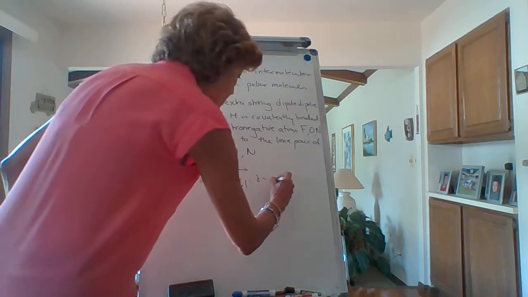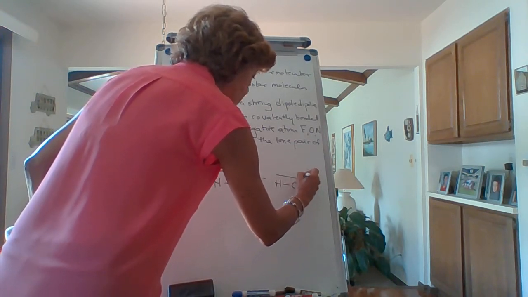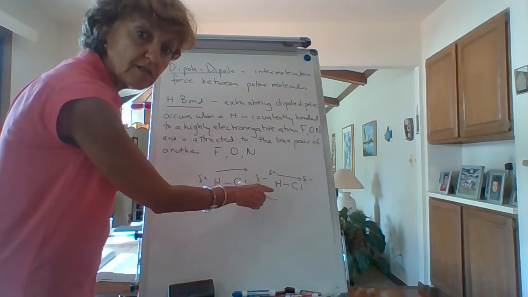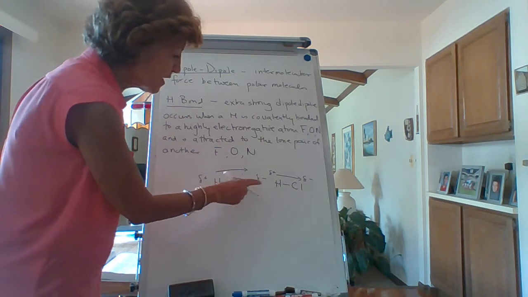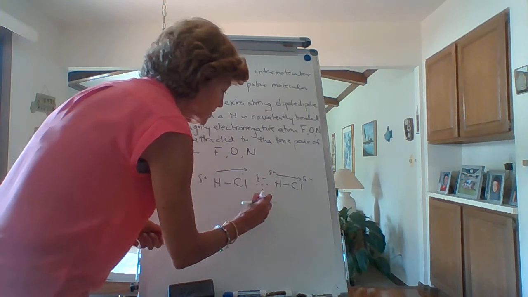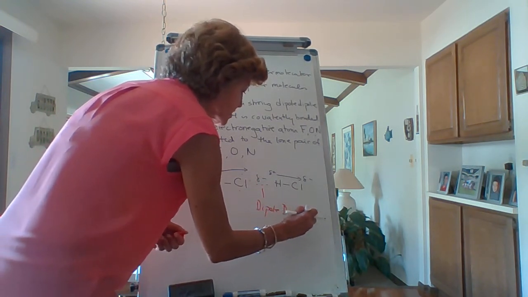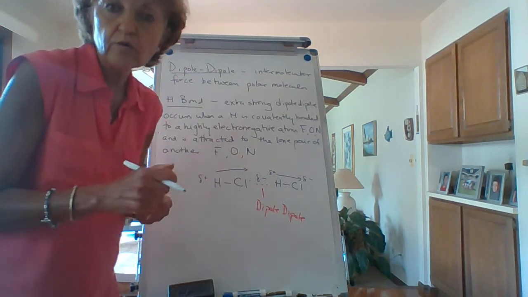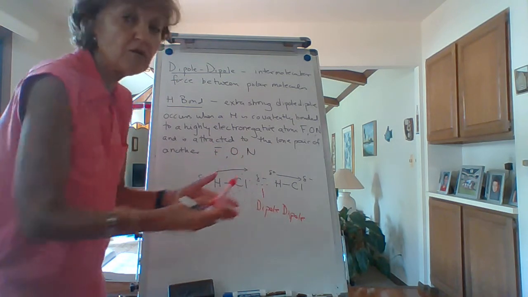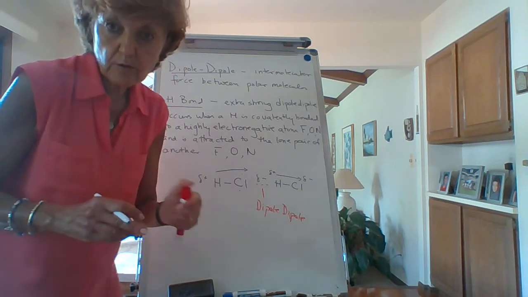Now, if I have another HCl over here, same scenario, this is partial negative, this is partial positive. See this partial positive pole and this partial negative pole? That's where the attraction is. This here is the dipole-dipole, okay? So it's attraction between polar molecules that have opposite poles. A partial negative is going to be attracted to a partial positive. All polar molecules will do dipole-dipole.